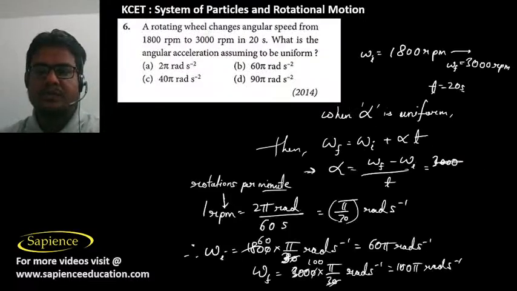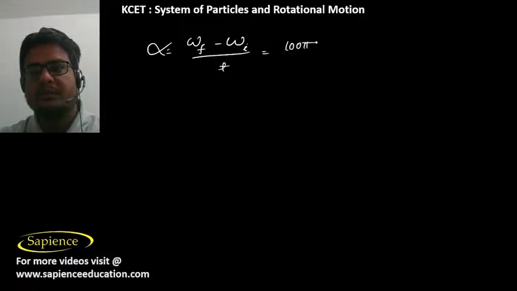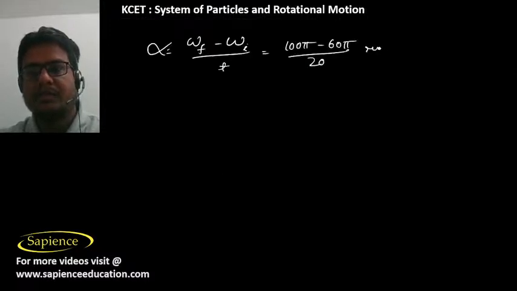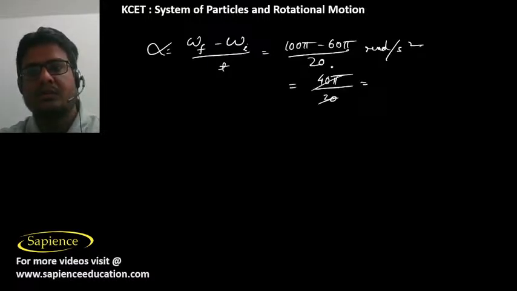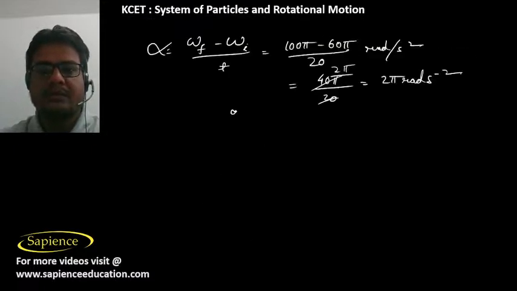So therefore we have to find alpha, which will be omega final minus omega initial by t. So that will be 100 pi minus 60 pi divided by t, which is 20. So this much radian per second square. So this will be 40 pi by 20, that is 2 pi. So 2 pi radian per second square. This is the angular acceleration. So option A is the correct answer.